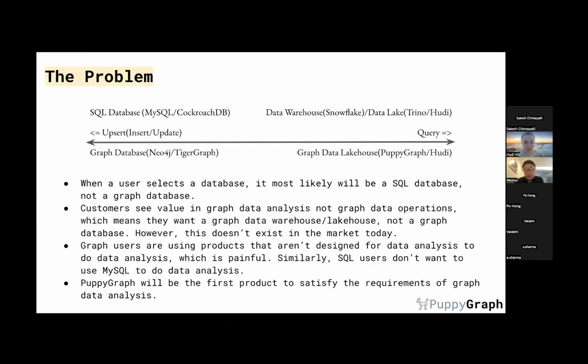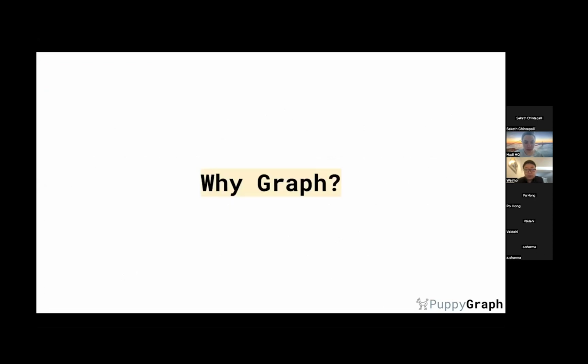And in the SQL world, there are obviously different products for different purposes. If users want to do inserts and updates, they use MySQL or CockroachDB or some other database product. But for data analysis, they will use a data warehouse like Snowflake or a data lake, like Trino or Presto on top of Hudi. But for graphs, almost all the products are graph databases. And we want to be the query engine of the graph data lake, for example, Hudi.